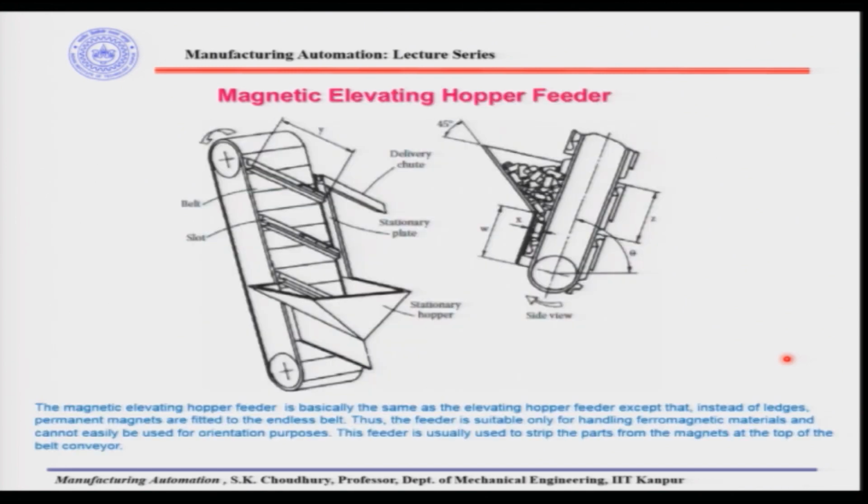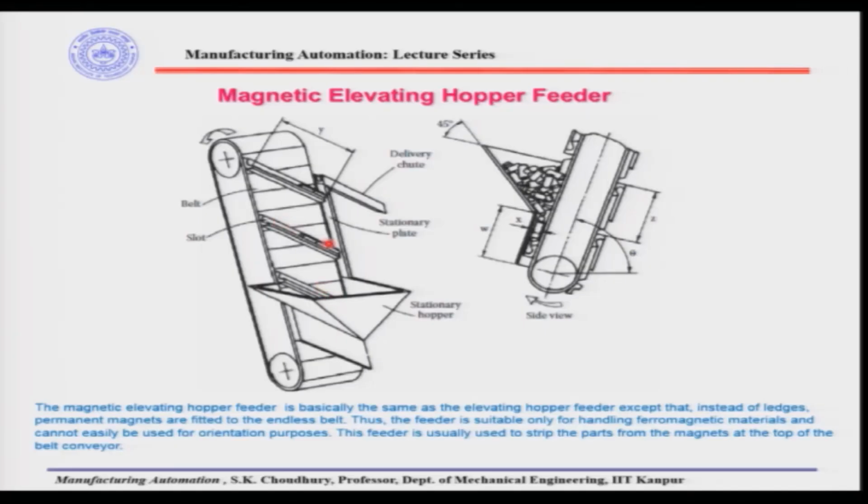On the basis of that magnetic disc feeder, we also have a magnetic elevating hopper feeder, where there are also permanent magnets on the elevator, and these slopes are guided by, or the parts are protected by, the ledges. This is the stationary plate here, and this stationary plate prevents the parts from sliding down, and when it is going up, along with the parts located at the base of the stationary hopper, and while going through the stationary hopper and through the mass of the parts, these slots will be collecting the parts.